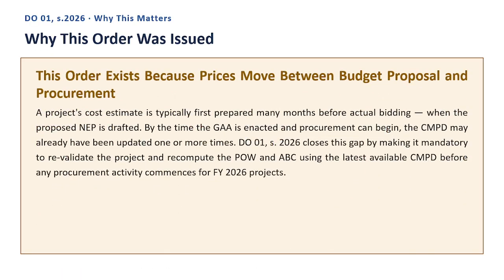This order exists because prices move between budget proposal and procurement. A project's cost estimate is typically first prepared many months before actual bidding, when the proposed NEP is drafted. By the time the GAA is enacted and procurement can begin, the CMPD may already have been updated one or more times. DO 01, Series 2026 closes this gap by making it mandatory to revalidate the project and recompute the POW and ABC using the latest available CMPD before any procurement activity commences for FY 2026 projects. This is an important point to remember when working with why this order was issued.